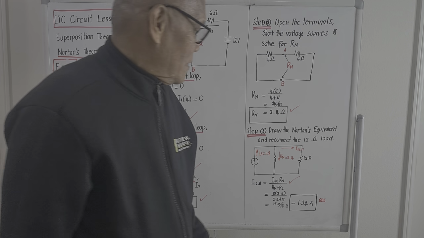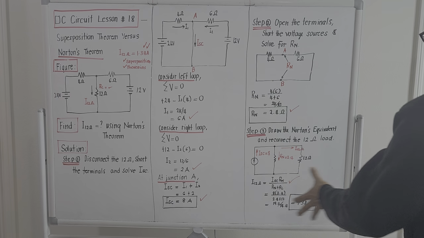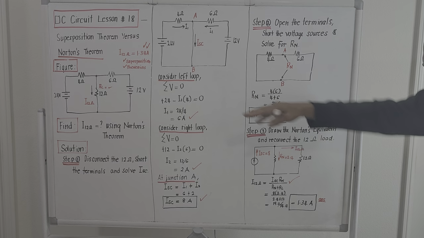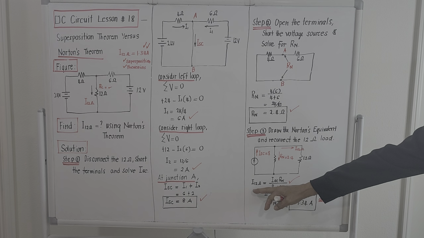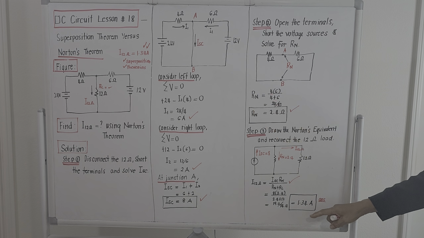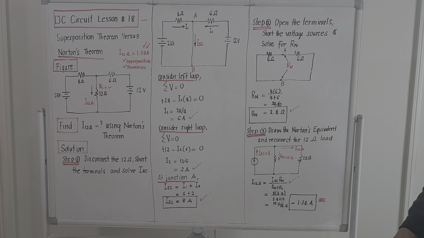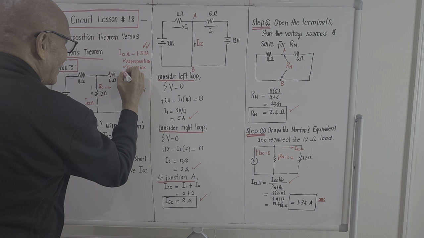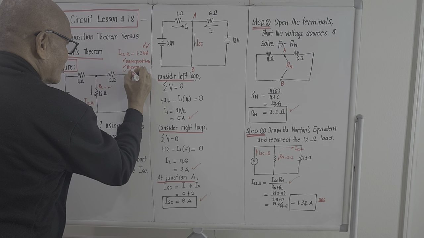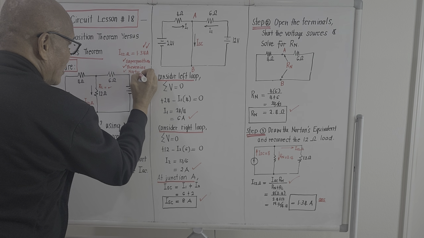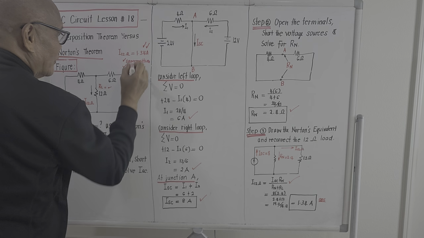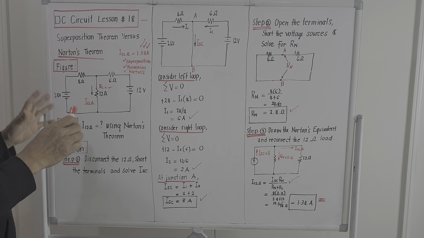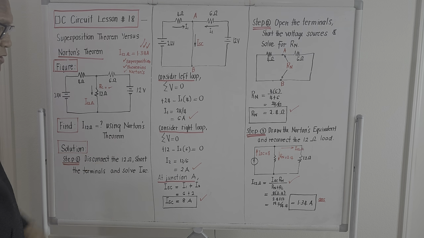The final answer here, we'll go back to the first part later. The current passing through the 12 ohm load is actually 1.34 amperes. So actually the third solution for tonight, the so-called Norton's, the current is still 1.34 amperes. Okay, let's try to bring out the solution by using Norton's.